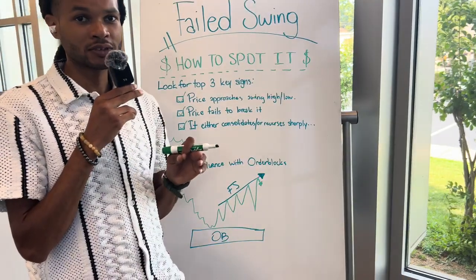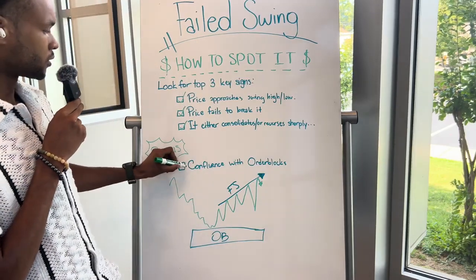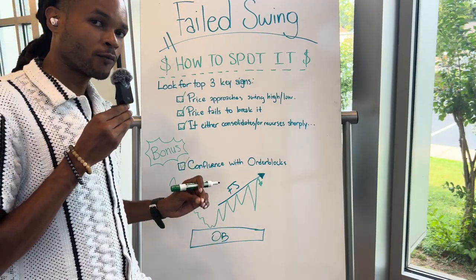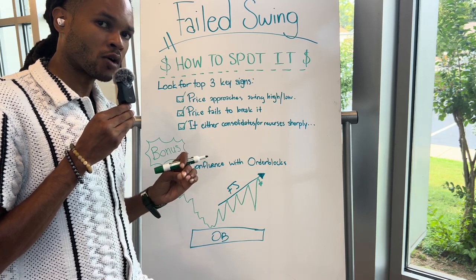Let me give you a bonus. Confluence with order blocks. Failed swings often align with order blocks, reinforcing their significance as strong entry zones.